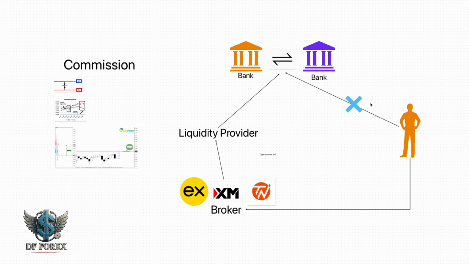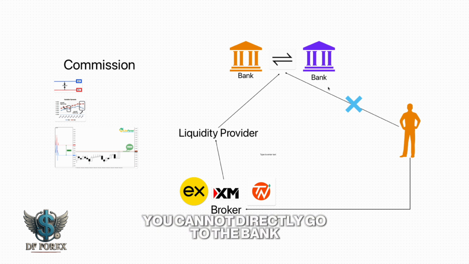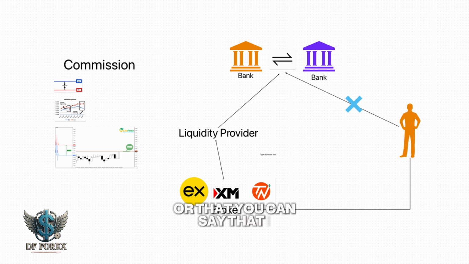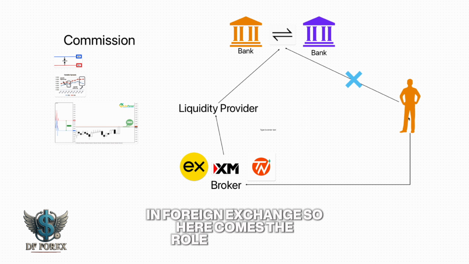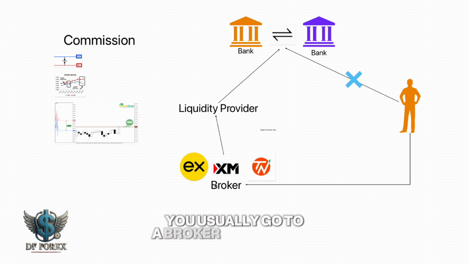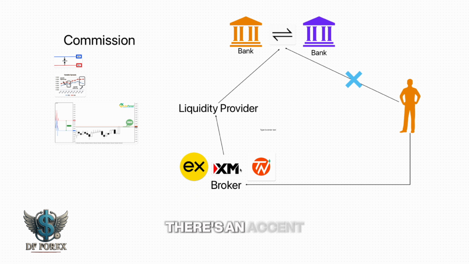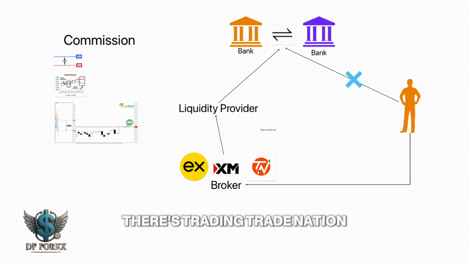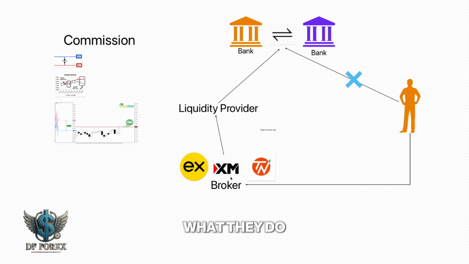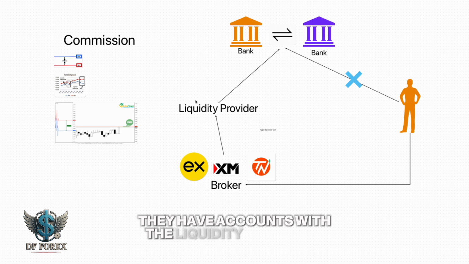So you cannot directly go to the bank and say that you want to do a transaction in foreign exchange. Here comes the role of a broker. You usually go to a broker. For example, these are some names of brokers: there's Axnes, there's Axam, there's Trade Nation. These are brokers. What they do is they have accounts with the liquidity providers.